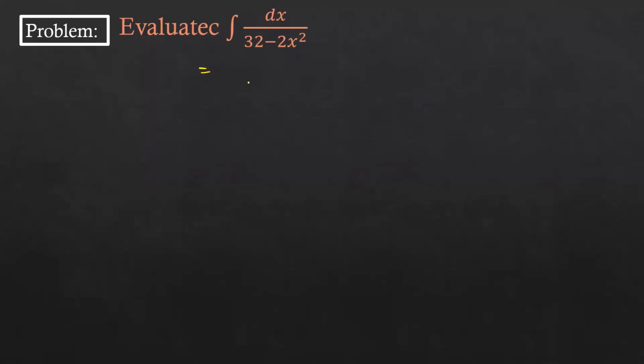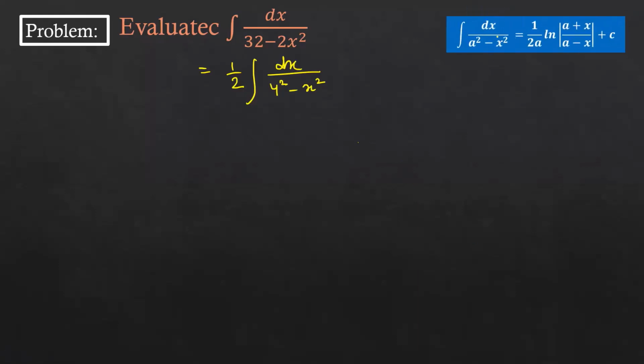We have to take common 1 by 2 from this, and then 4 square minus x square outside dx, and it makes it 16. That means 16 means 4 square, 4 square minus x square. So this is a part where you can use this type of integration. This is integration over a square minus x square term, and you can use this formula to solve that.